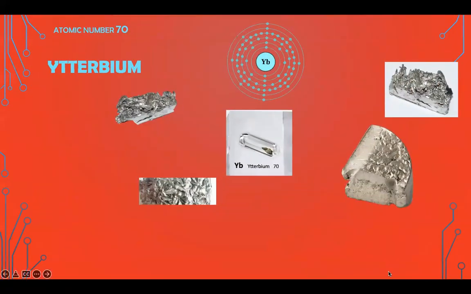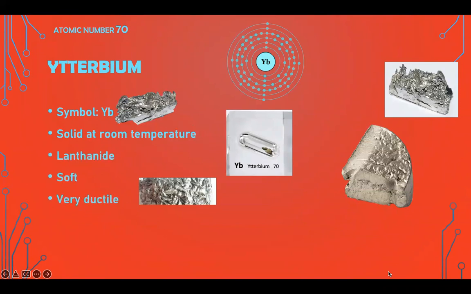Ytterbium, atomic number 70. Only 88 more elements left. Oh wait, only 48 more elements left. Holy crap. Okay, ytterbium symbol is Yb. It's a solid at room temperature. It's a lanthanide. Ytterbium is kind of soft. It's very ductile. It is used as an industrial catalyst, metal strengthener in some alloys, etc.